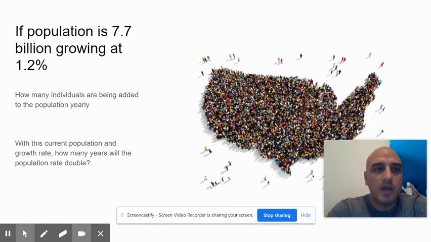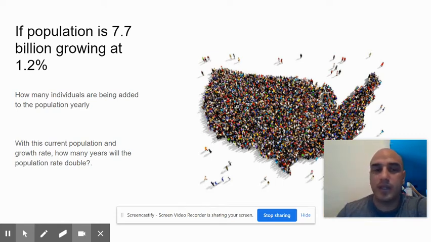Okay, so if our population is roughly 7.7 billion people, and I really want you to know how to write out all those zeros, and basically it's more than a million, right? Now, 7.7 billion, and the total growth rate is 1.2%. Now, how can we get a number of how many new people are being added to the population?